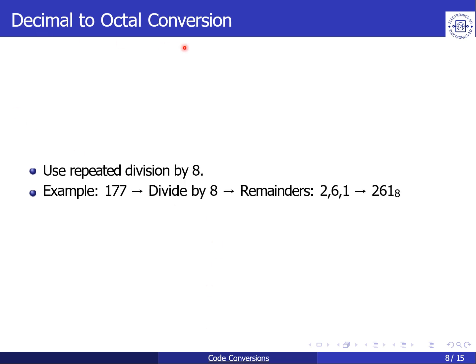When converting from decimal to octal, use repeated division by 8. For example, to convert 177 to octal, divide by 8. The first division gives a remainder of 1, next gives 2, and the last is 6. Writing the remainders in reverse order results in 261 in octal.